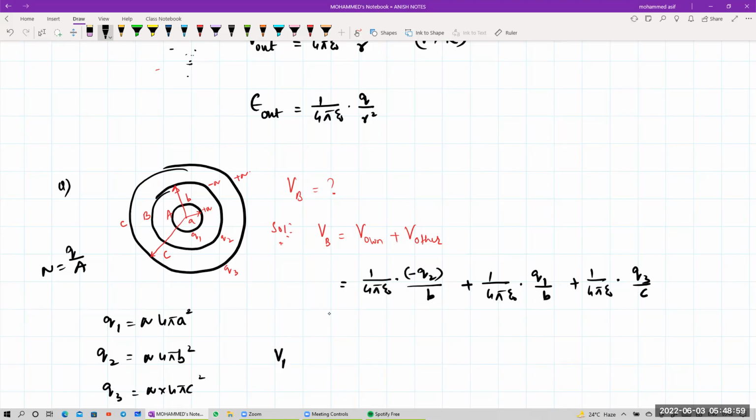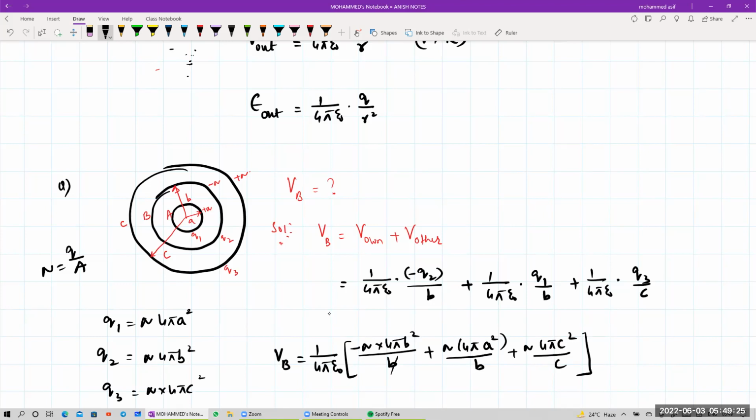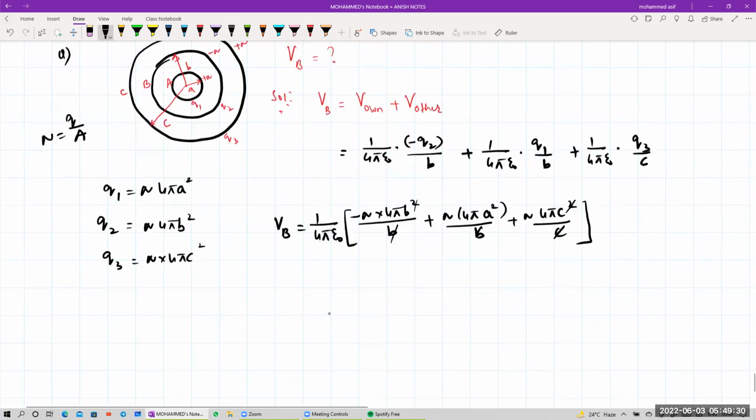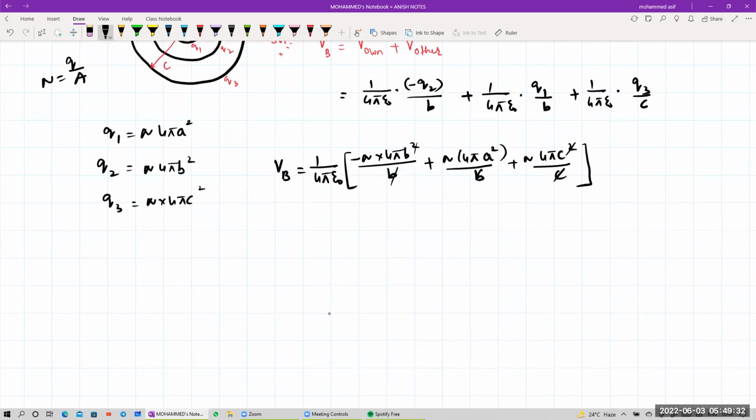So write the value of the potential at B. VB is equal to 1 by 4 pi epsilon naught into minus sigma into 4 pi b square divided by b, plus sigma 4 pi a square divided by b, plus sigma 4 pi c square divided by c. Okay, so this b square will get cancelled, this c square and c will get cancelled, isn't it? So what will be the answer for this one beta?